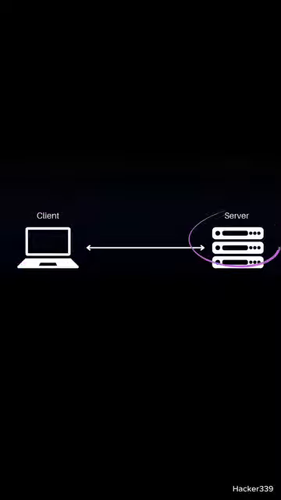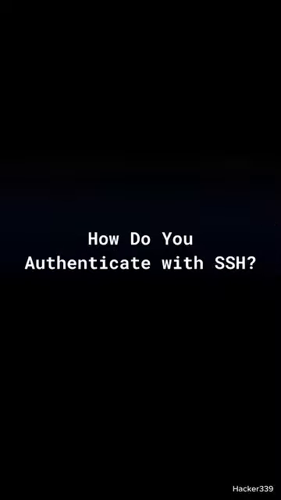To understand how SSH works, let's break it down into a few key components. There are two main parts, the SSH client and the SSH server. When you initiate an SSH connection from your local machine, that machine is the client, while the remote machine is the server. So how do you authenticate with SSH? There are two main methods.